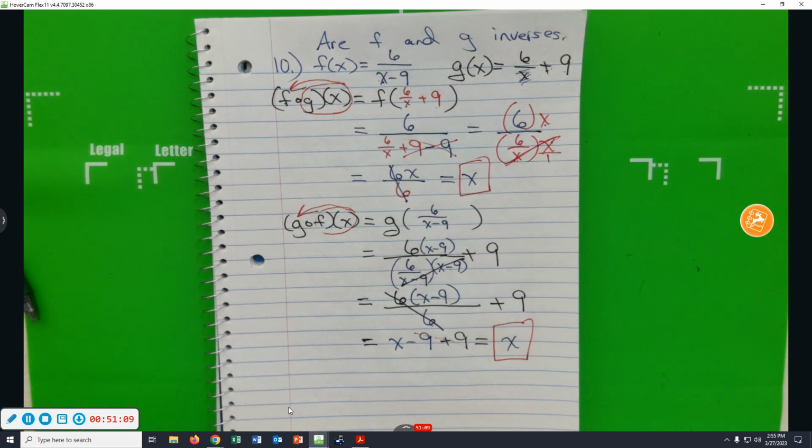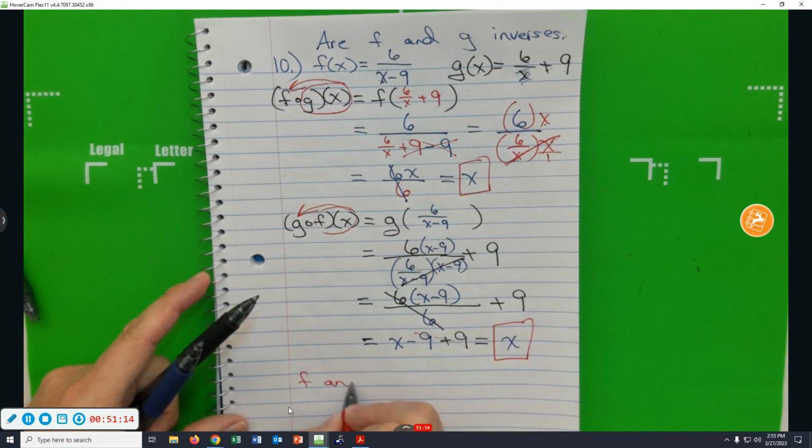So are these functions inverses? Yes. F and G are inverses.